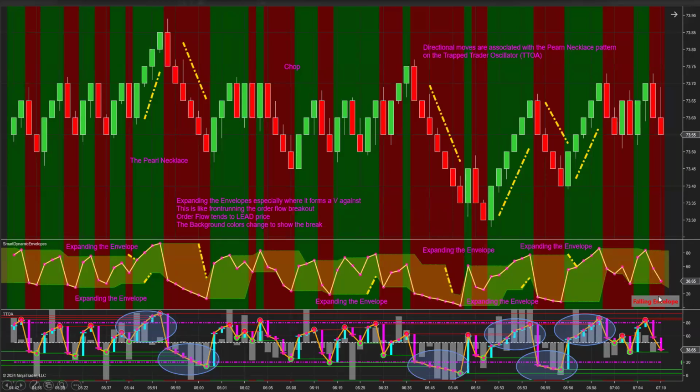You'll also notice there's a status over here on the smart dynamic envelopes that tells you the state that you're in. There are tons of patterns I could show you on this, but I'm not trying to get too carried away here. The idea was that the trap trader oscillator tends to stay inside in this kind of chop environment, and you often get double breakouts, boom, boom. In addition to the V, that's another way of looking at it, and there's a whole bunch of them that you can learn or find with that.